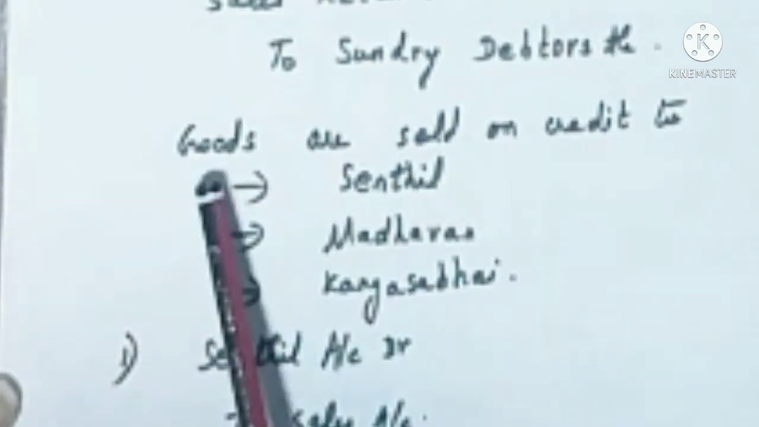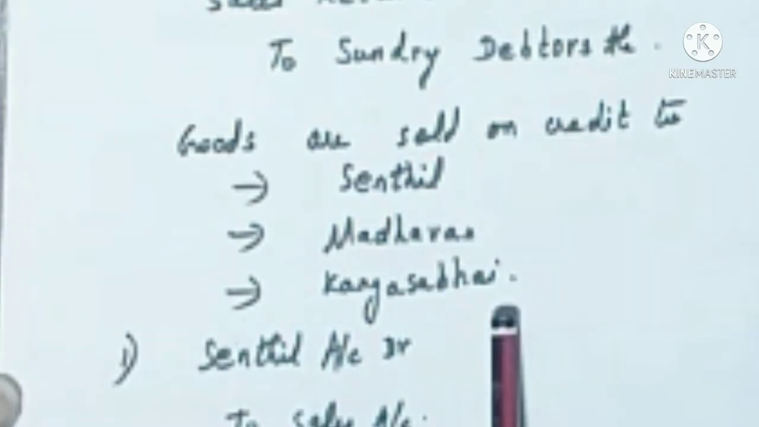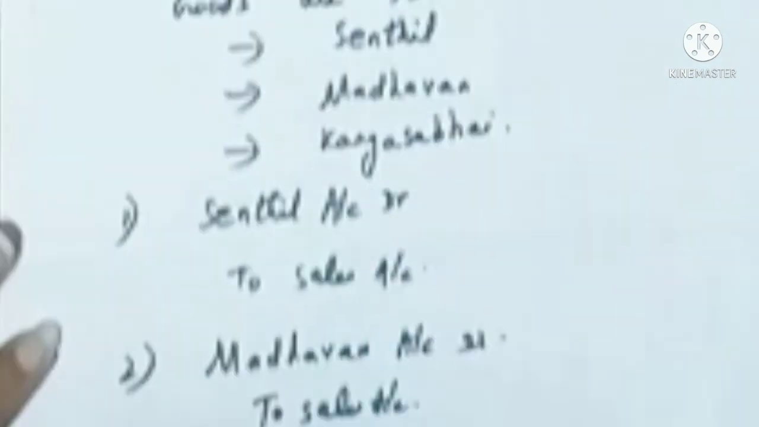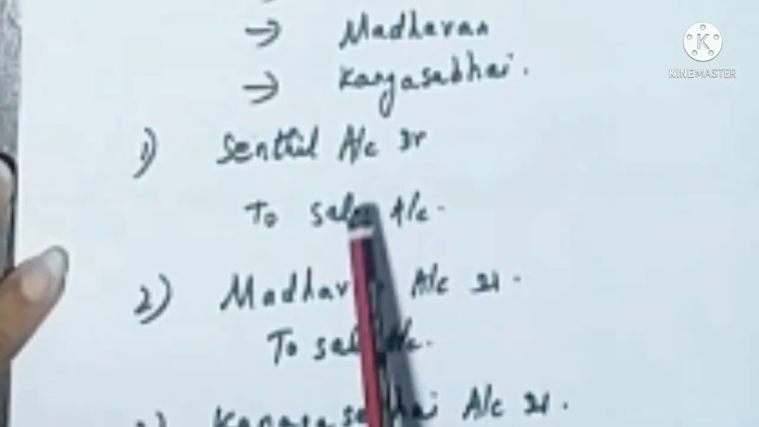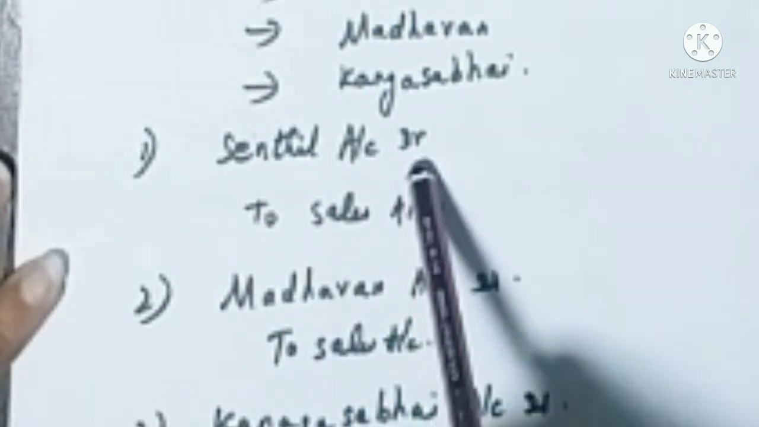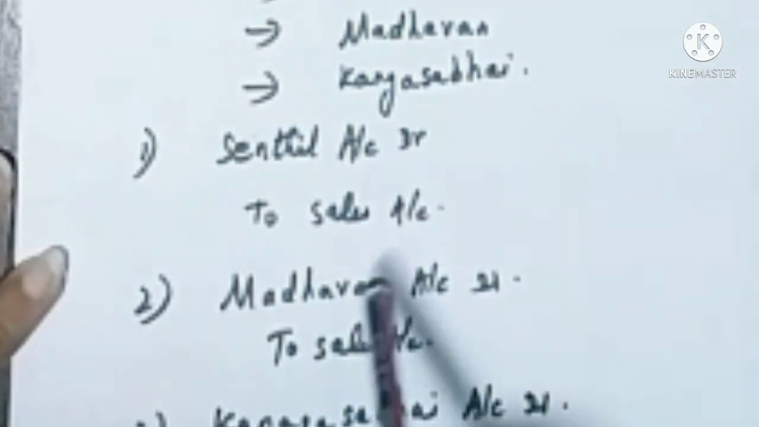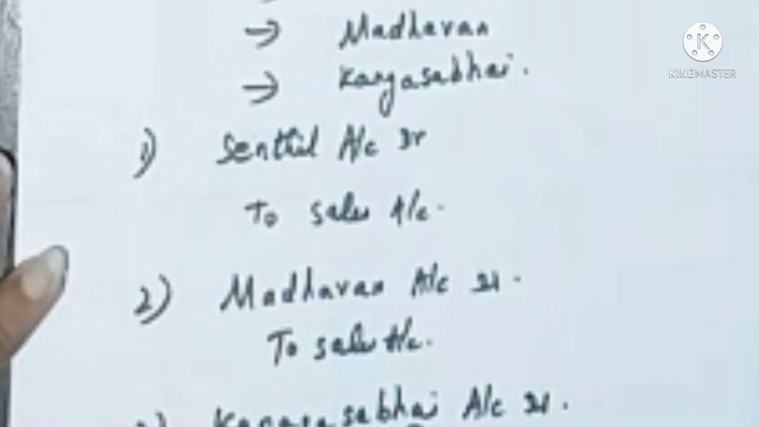Remember, the goods are sold on credit to Sendil, Madhavan and Kanagasabai. Therefore, the journal entry is: debit the receiver. Who is receiving the goods? Sendil is receiving the goods. Similarly, Madhavan and Kanagasabai are also receiving the goods.